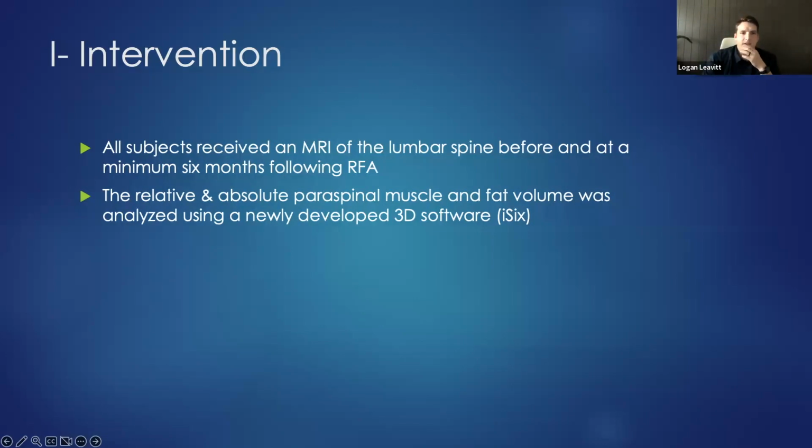And then as far as their analysis, on the MRI they used a special software. It doesn't explain a ton about it, but basically it's called iSix software, which looked at the relative and the absolute paraspinal muscle and fat volume when they looked at the MRIs. So they did it before and after using this special software to see if there was any change in the volume and fat in the muscles.